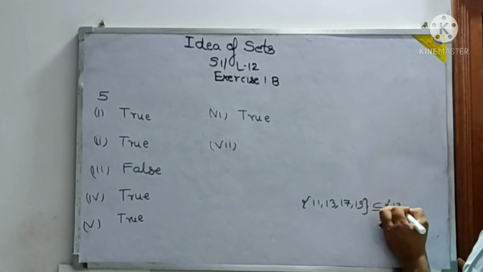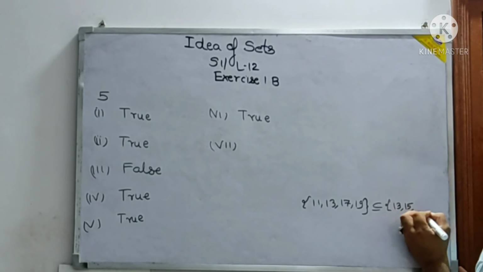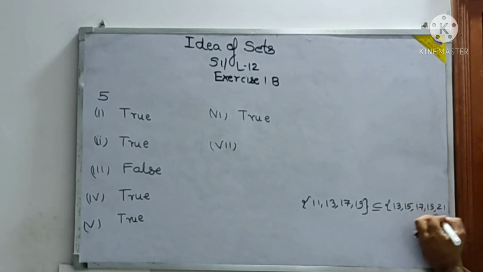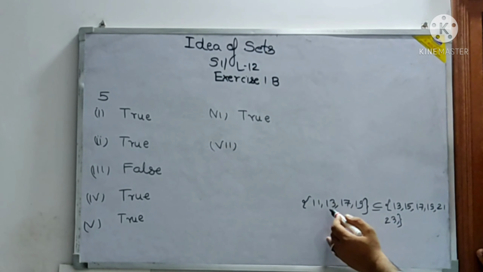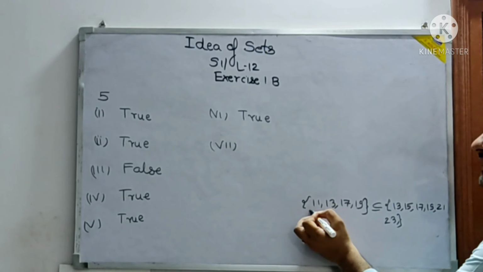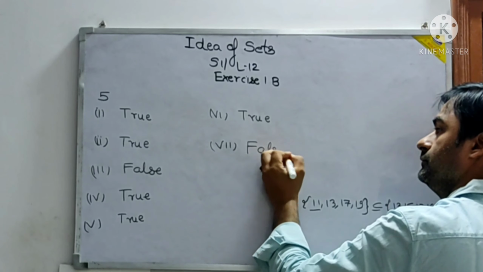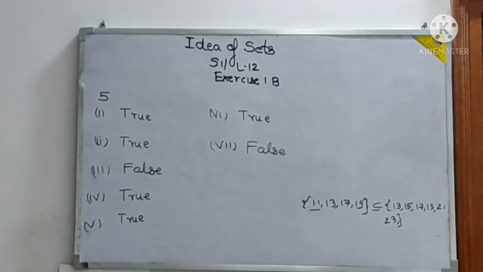So 13 will be there, 15 will be there, 17, 19, and what? Not 21, 23, and less than 25. So this much. Now see, 11 is here, no. 13 is here, 17 is here, 19 is here. But since 11 is not lying under this, so this will be what? False. Okay. So I hope all have understood this thing.